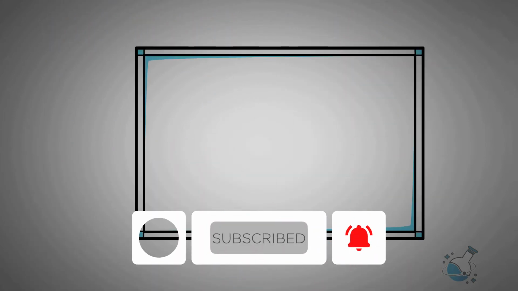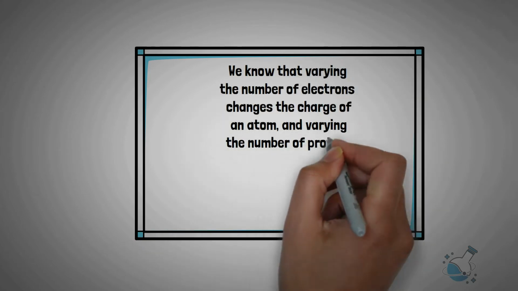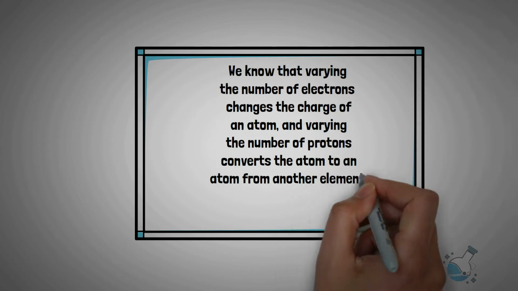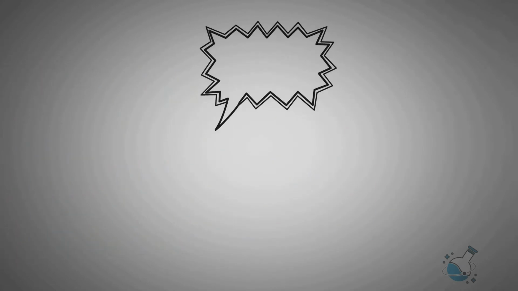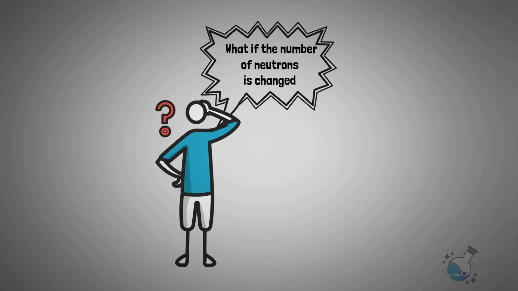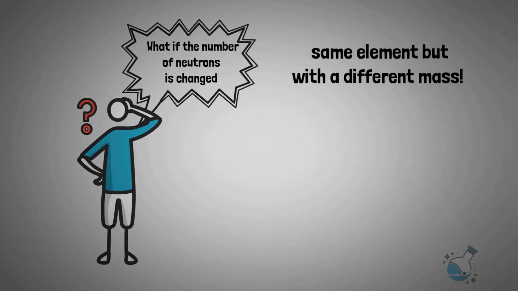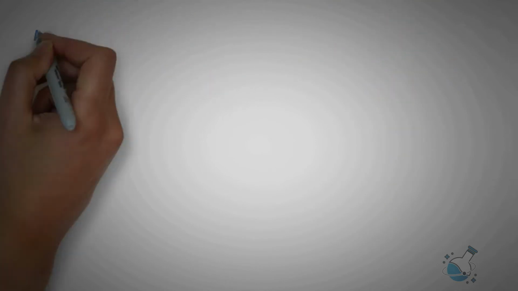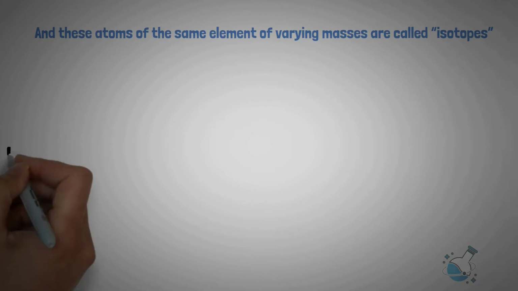We know that varying the number of electrons changes the charge of an atom, and varying the number of protons converts the atom to an atom from another element, like completely changing its identity. What if the number of neutrons is changed while keeping others the same? We will get an atom of the same element but with a different mass. Did you guess it right? And these atoms of the same element of varying masses are called isotopes.